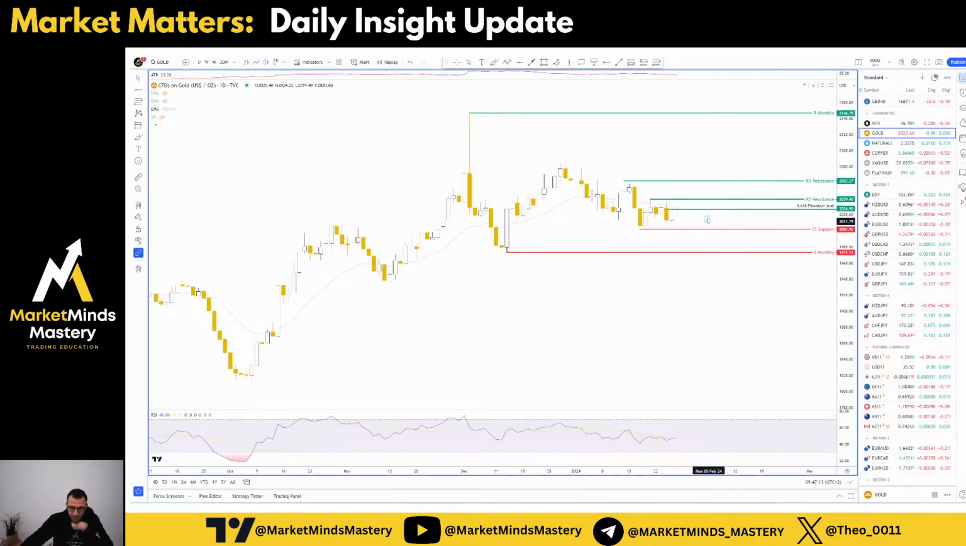Gold price, again, it started around this area of resistance here. Then we have the support at the bottom. Nothing special with the gold today.